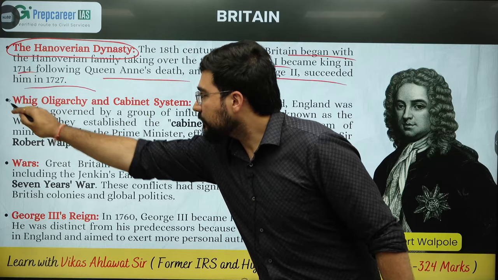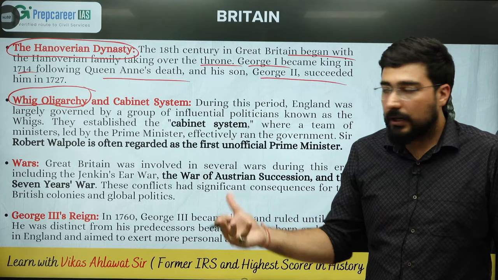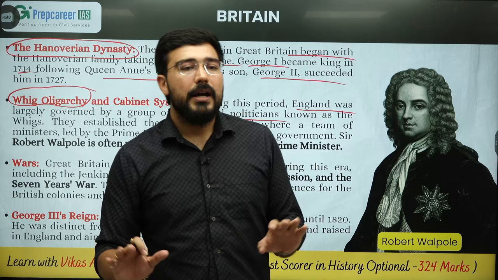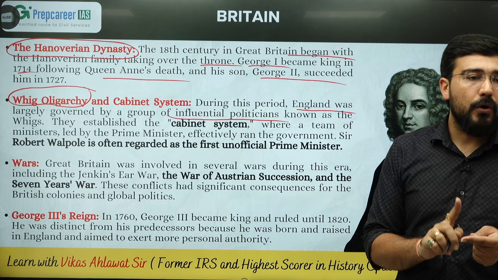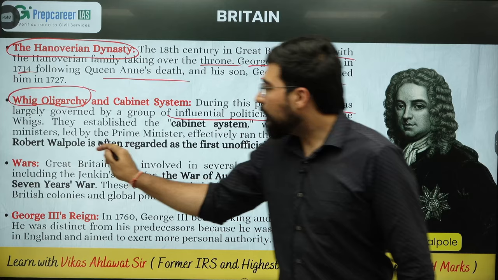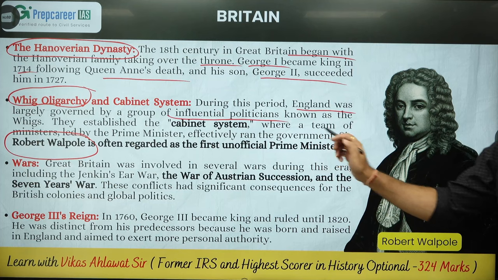Then along with this, we must have used this word Whigs, you know, Whig party, etc. So what were these Whigs and cabinet system all about? We have to also remember that England was largely governed by a group of influential politicians. In 1688 we had the Glorious Revolution, and after 1688 England was more or less being ruled by constitutional monarchy. So that government which was coming in power eventually took the name of Whigs, and this cabinet system continued along with them. And one very influential person among them was Robert Walpole. He was often regarded as the first unofficial prime minister.